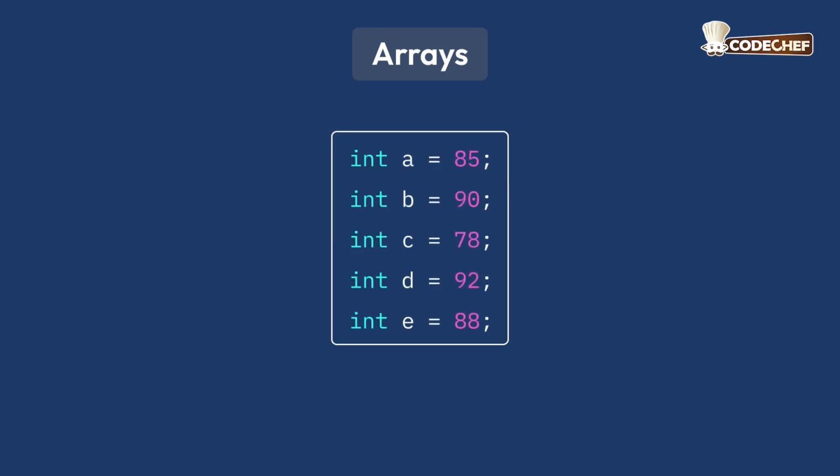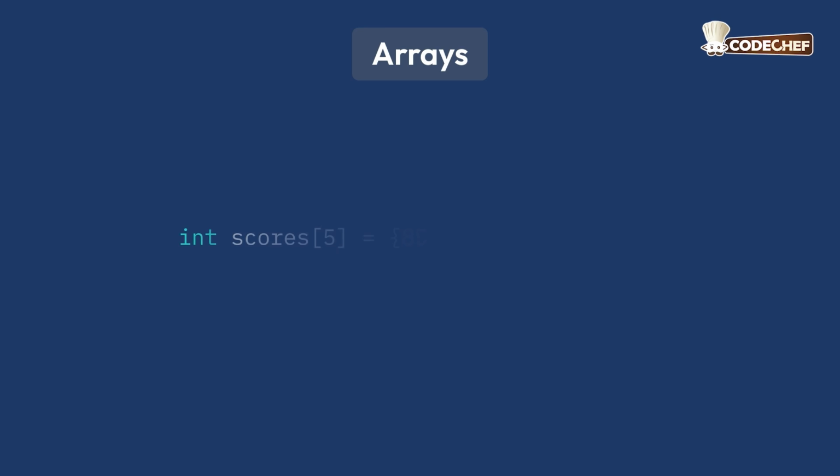For example, let's say you need to store the scores of 5 students. Instead of creating separate variables for each score like this, you can use an array to store all the scores in one place. Here's how it looks in code. This code creates an array named scores with 5 elements, each holding an integer value. The values inside the array are the scores we assigned.